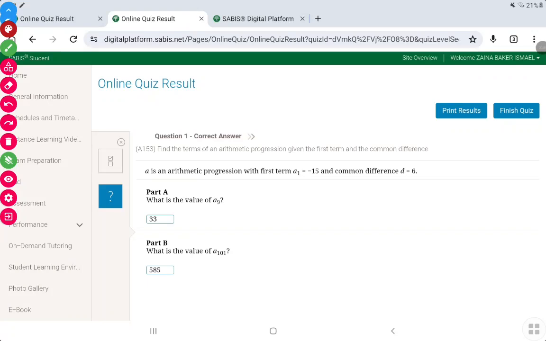I'm gonna be doing the algebra final quiz for 6.2. First question. 6.2 is about arithmetic progressions. So an arithmetic progression is like a list of numbers, and they increase by the same amount every time.